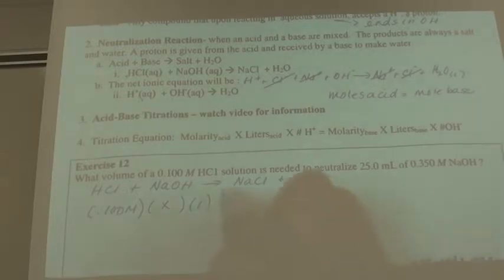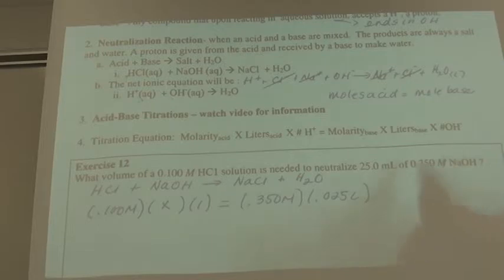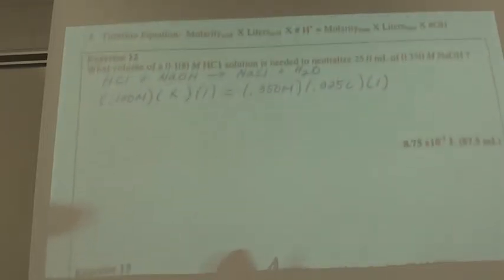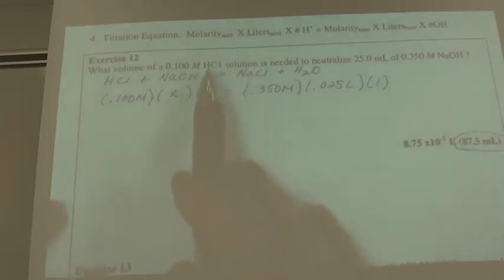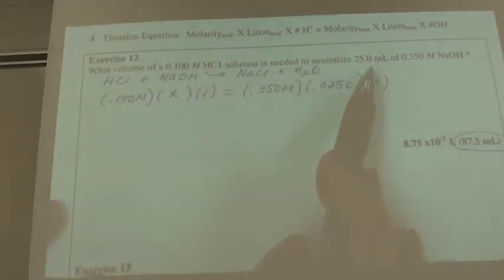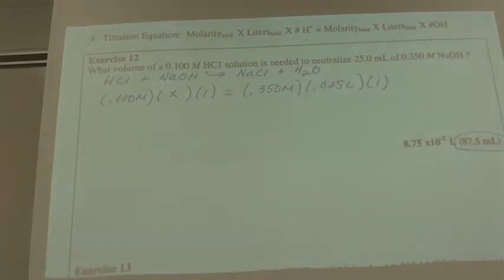And our base is 0.350 molar. It is 0.025 liters of solution, and it furnishes 1 OH. Solving for X, we see that 87.5 milliliters of the acid was required to neutralize the base. Oh, if everything was that easy, we would be happy campers.